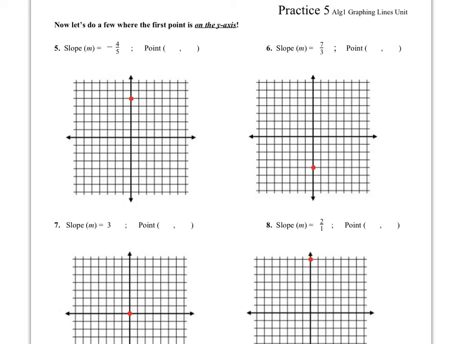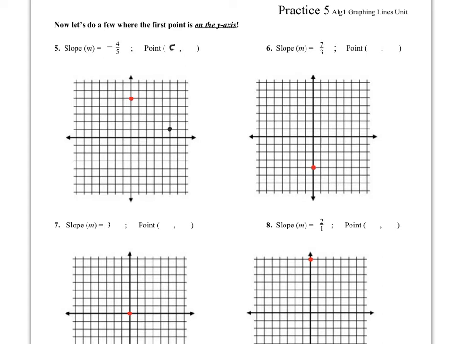So now we're going to practice doing the same thing, but this time the first point that is graphed is going to be on the y-axis, which is going to be leading us to our next step on the next page. So I'm still going to use my slope of, in this case, negative 4/5, and I'm going to go down 4, 1, 2, 3, 4, and to the right 5, 1, 2, 3, 4, 5, and I'm going to go ahead and put a point there.